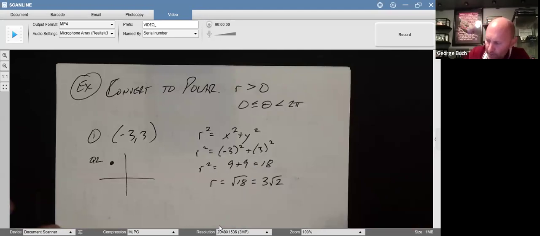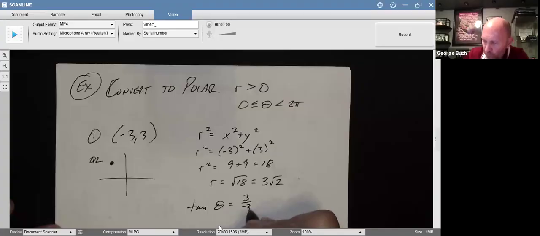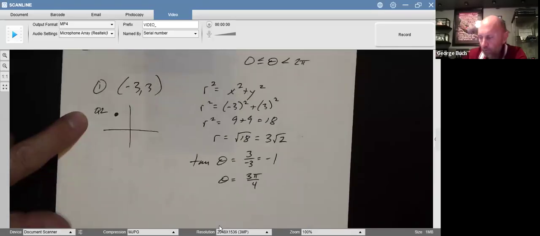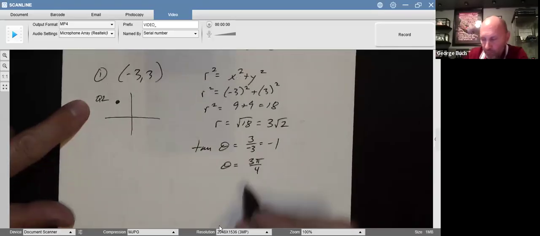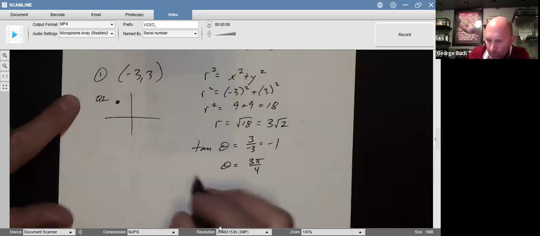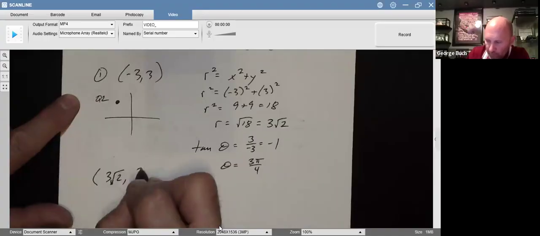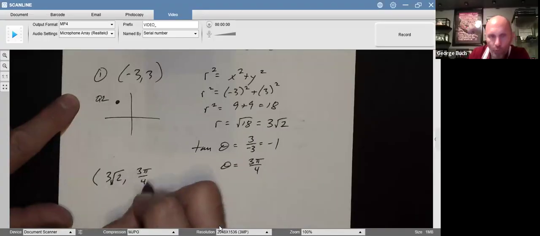And then to figure out theta, tangent of theta is y over x, 3 over -3, which is -1. And again, in quadrant 2, where is tangent equal to -1? That's when theta is 3 pi over 4. So therefore, -3, 3 as a polar coordinate would be written as 3 root 2 with my theta 3 pi over 4.